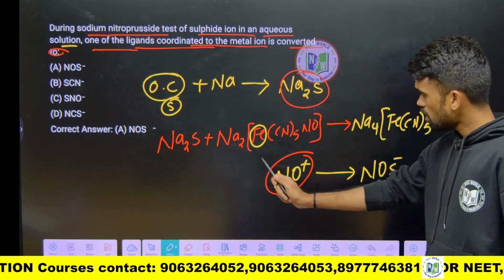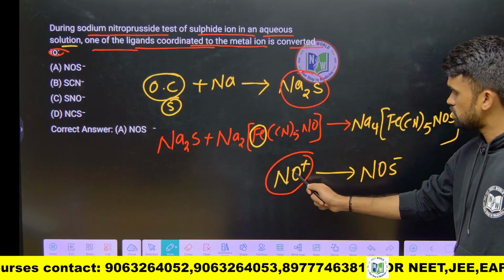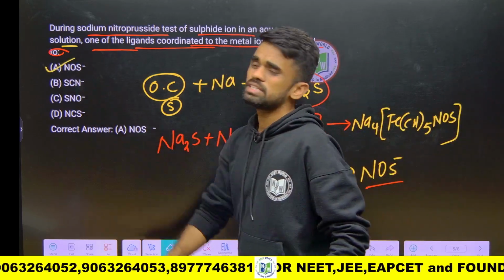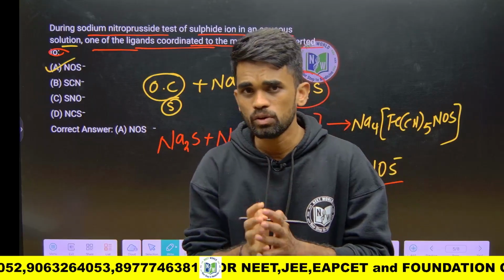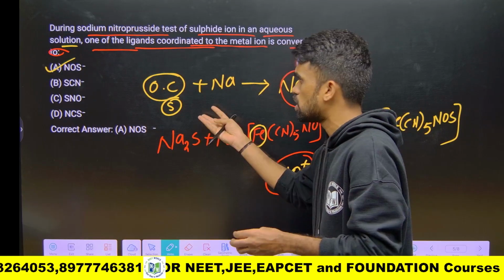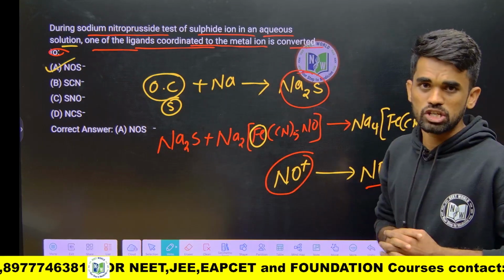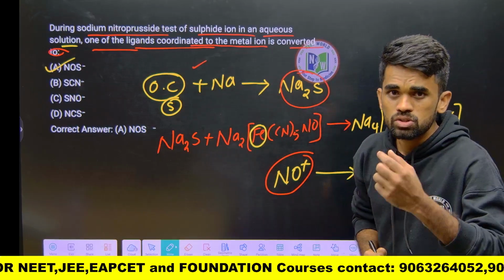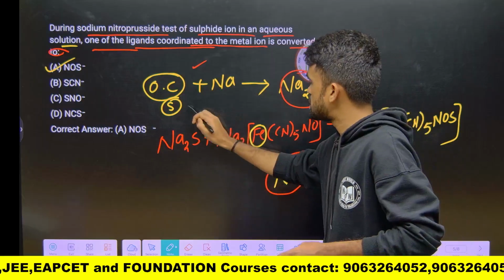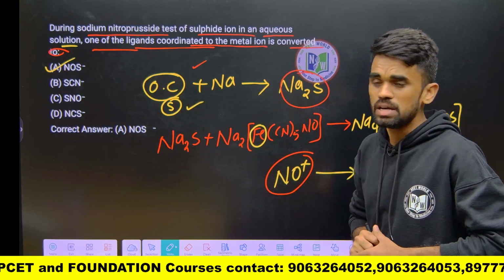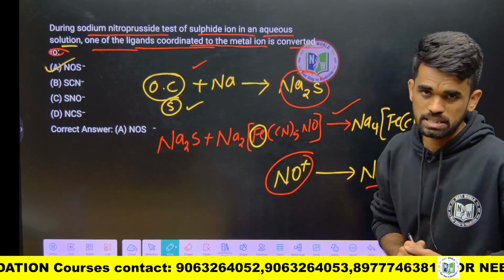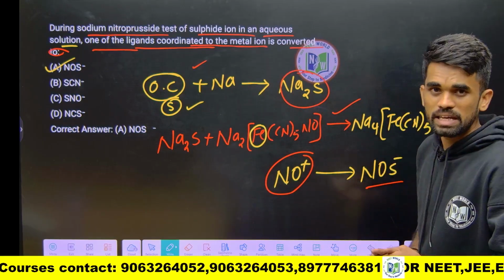Now what is the conversion you have seen? NO+ is converting into NOS-. So we have option 1. This is a very direct question from your general notes. Whatever notes you are following, you can see that it will be there in the discussion. Whenever you are studying the sodium fusion extract, there you will be seeing identification or confirmation of the sulfide or sulfur atom. There you will be studying about this nitroprusside test. Hope it is clear, and very easy questions, right?